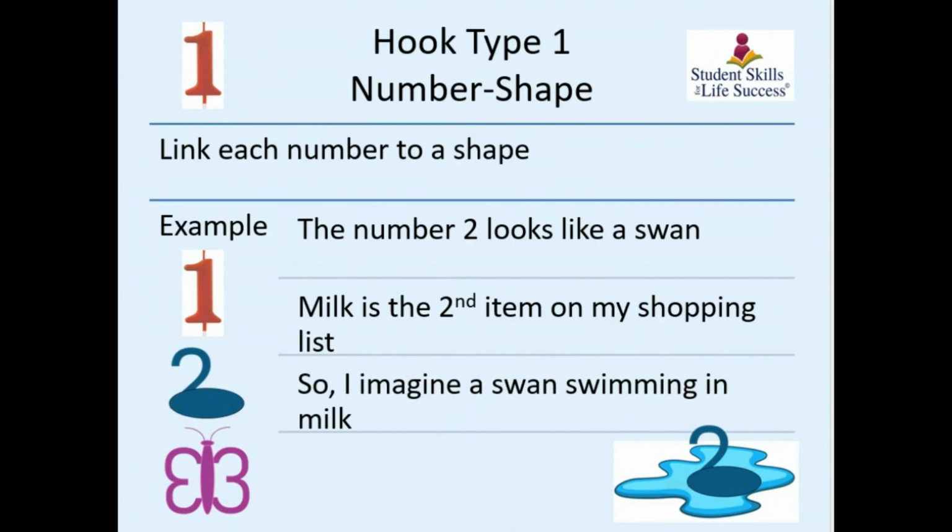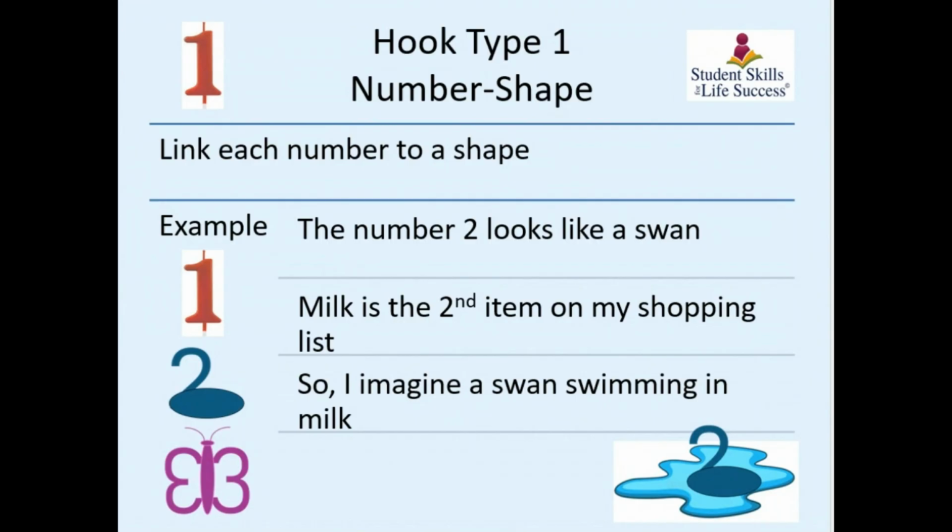So how do we use this? Say you have a shopping list, and number 2 on your shopping list is milk. If you're going to use this number shape hook, you are always going to hook the second item on any list to your swan. So milk is the second item on my shopping list, so I imagine a swan swimming in milk. My milk came out more blue than white, but it was supposed to be the blue swan swimming in the white milk.